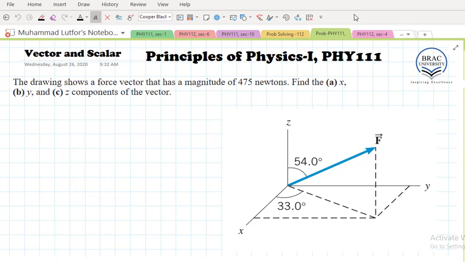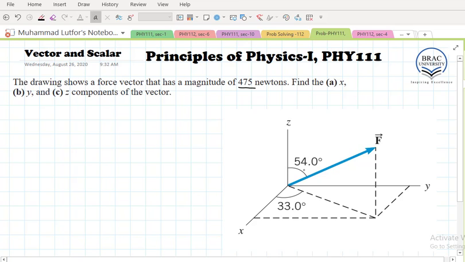Hi everyone, in this problem we are going to find out the components of a vector in a three-dimensional case. Say you have a force vector with a magnitude of 475 Newton in this three-dimensional axis. This is your x-axis, this is the y-axis, and this is the z-axis.